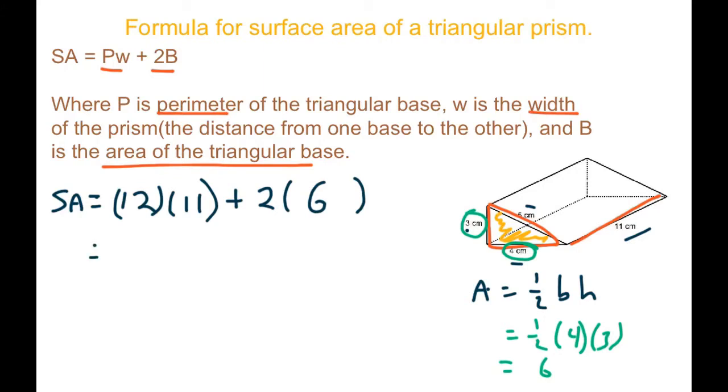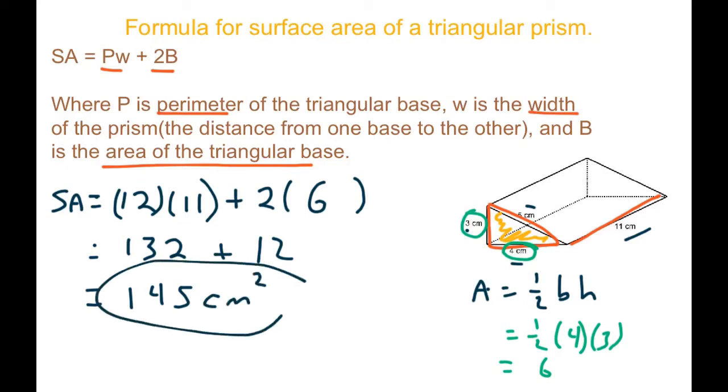All right, let's multiply. 12 times 11, 132. Plus 2 times 6 is 12. Add those together, 145. And this was centimeters, and we said surface area is always units squared. So 145 centimeters squared. Okay, now if I went and individually found the area of the two triangles and of each of those three rectangles and added them all up, I get that same answer. So this is just a formula to kind of help with all that.